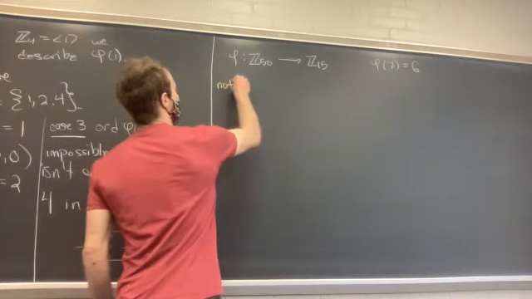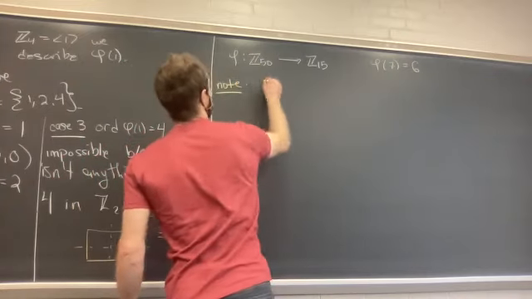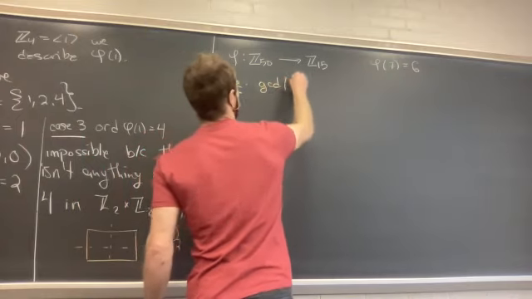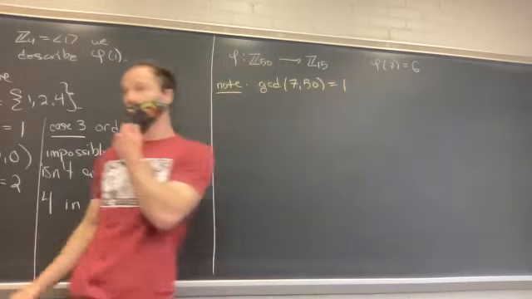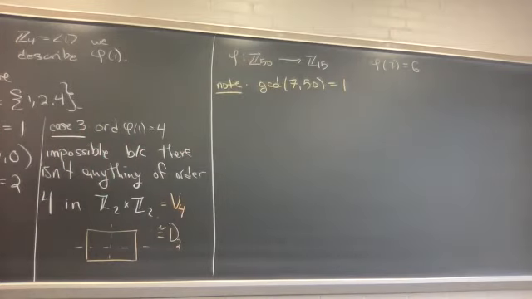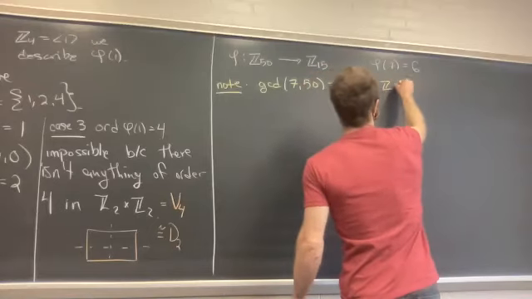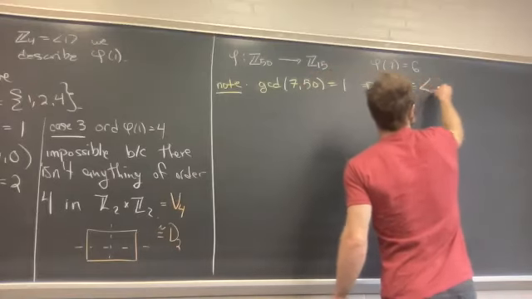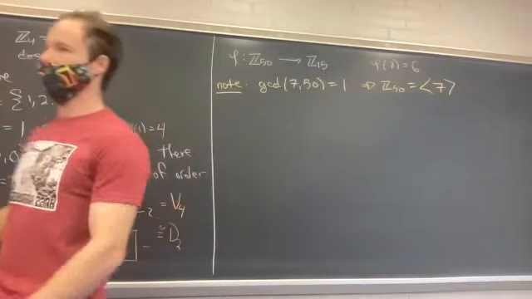So notice that the GCD of 7 and 50 is equal to 1, right? They're relatively prime. But that tells us that Z50 can actually be generated by 7, right?